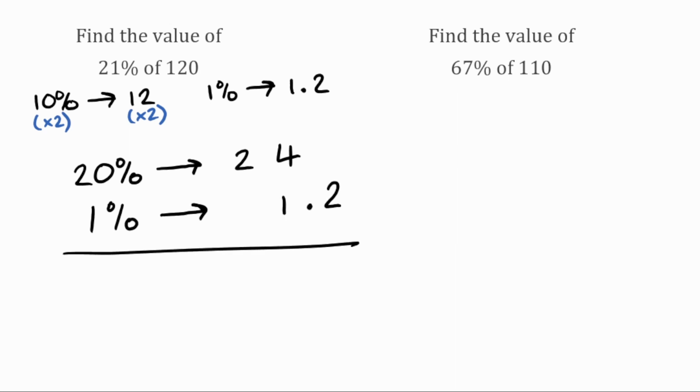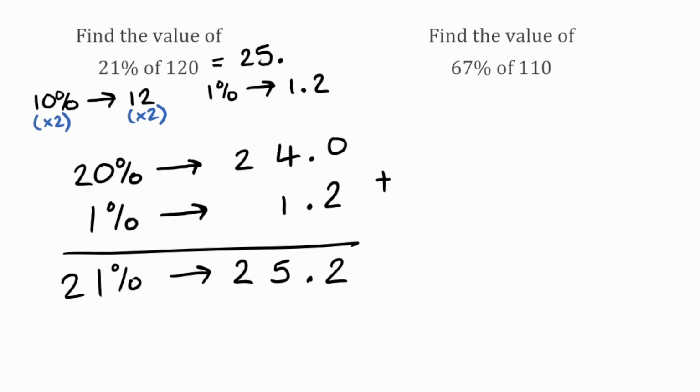So then to figure out 21%, all I need to do is add these two numbers together. So adding them together, I'm going to put a decimal in here and a 0 here, and we can just use some column addition. So we'd have 0 add 2, which is 2, 4 add 1, which is 5, and then 2 on its own, so 2 there. So 21% of 120 would just be 25.2.